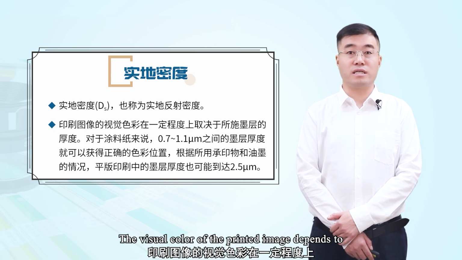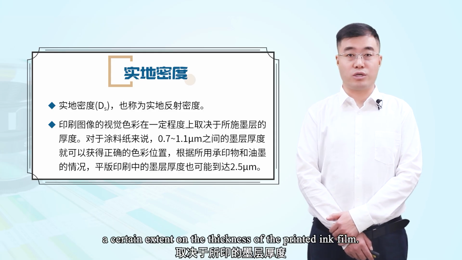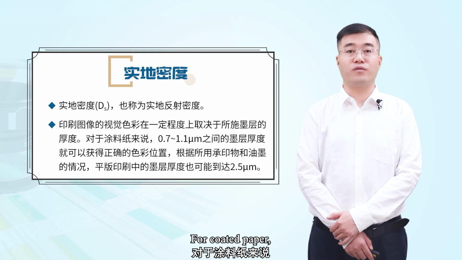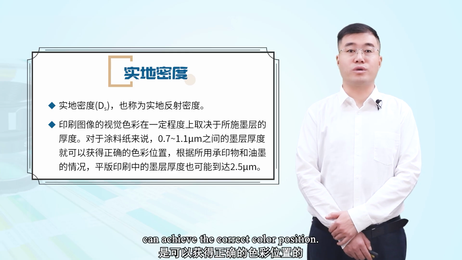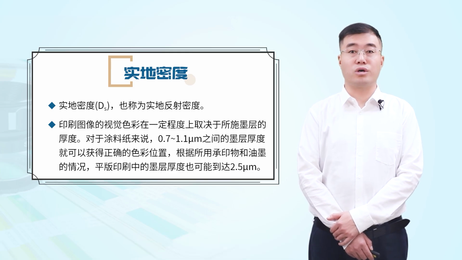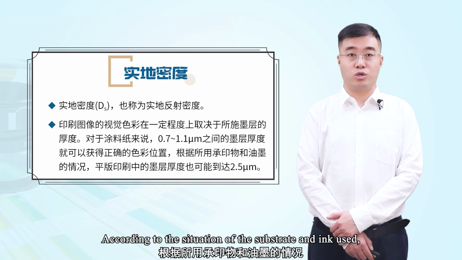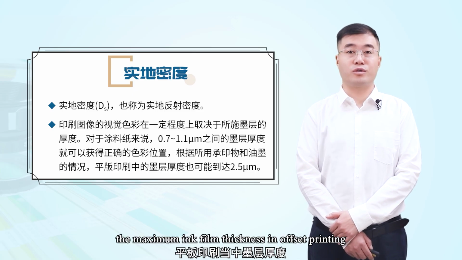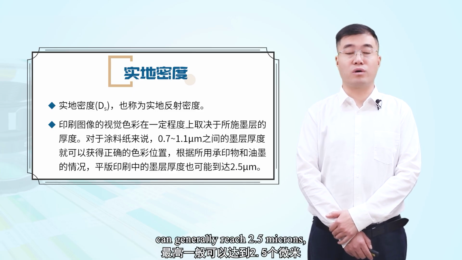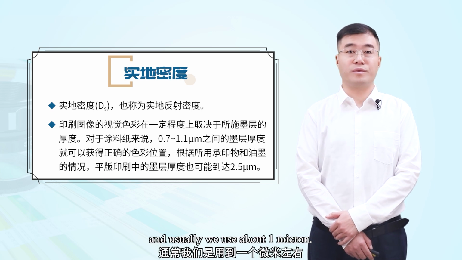The visual color of the printed image depends to a certain extent on the thickness of the printed ink film. For coated paper, an ink film thickness between 0.7 and 1.1 microns can achieve the correct color position. Here we are referring to offset printing. According to the situation of the substrate and ink used, the maximum ink film thickness in offset printing can generally reach 2.5 microns, and usually we use about 1 micron.